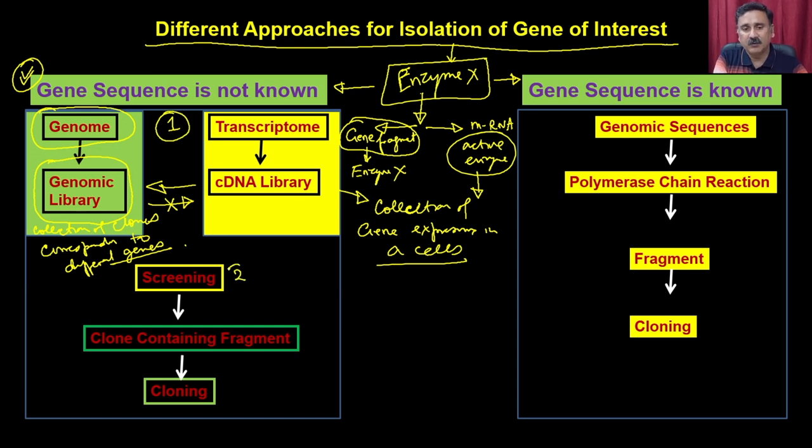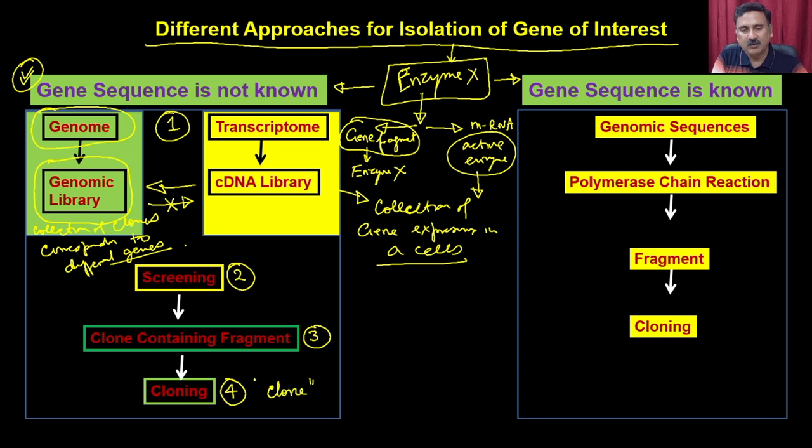In step two, you are going to screen the library with the help of the gene fragment or the active enzyme that you have with you, and then you use the screening. In step three, you are going to isolate these gene fragments and then clone them into a suitable vector. Okay, and that's how you are going to get the final clone.